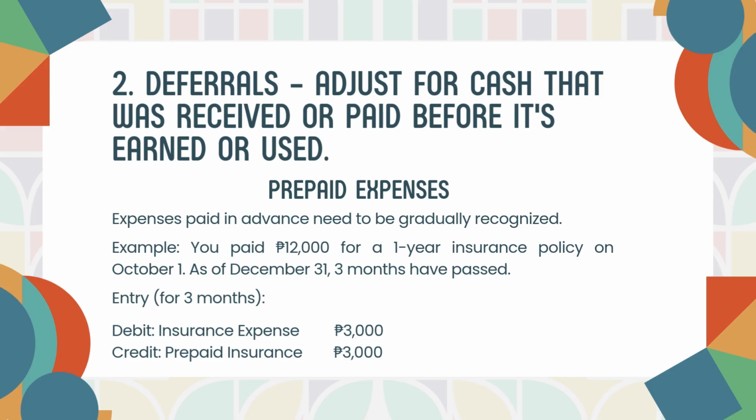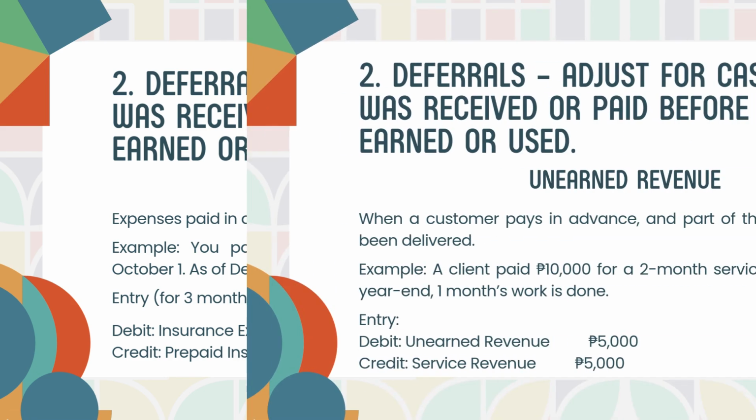2. Deferrals. Adjust for cash that was received or paid before it's earned or used. Prepaid expenses, expenses paid in advance, need to be gradually recognized. Example, you paid $12,000 for a 1-year insurance policy on October 1st. As of December 31st, 3 months have passed. Entry, for 3 months. Debit, insurance expense $3,000. Credit, prepaid insurance $3,000.